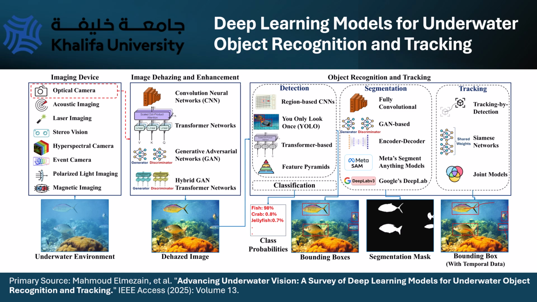In this video, we explain how deep learning models are used for underwater object recognition and tracking. These models power real applications such as autonomous underwater vehicles, inspection of subsea infrastructure, marine life monitoring, and marine debris detection. We'll walk through the main processing pipeline, highlight recent state-of-the-art architectures, and point to future directions like domain adaptation, lightweight models, and multimodal fusion.